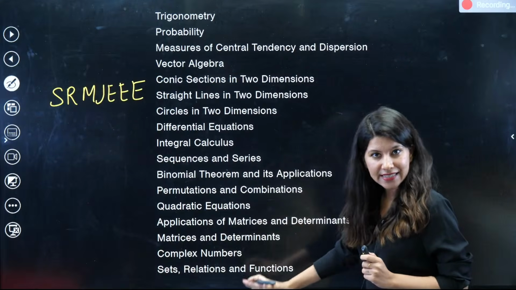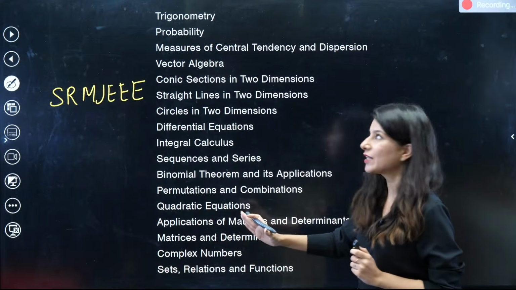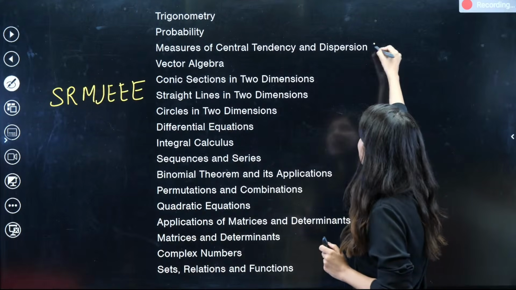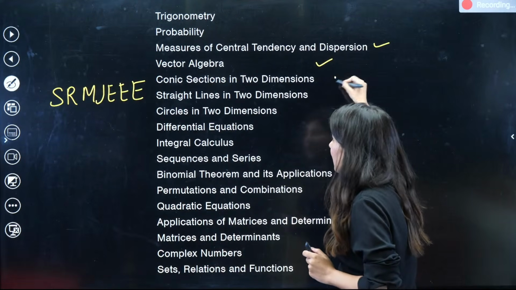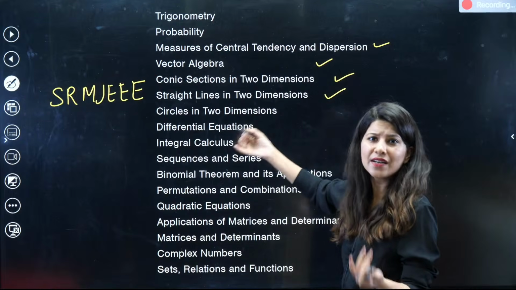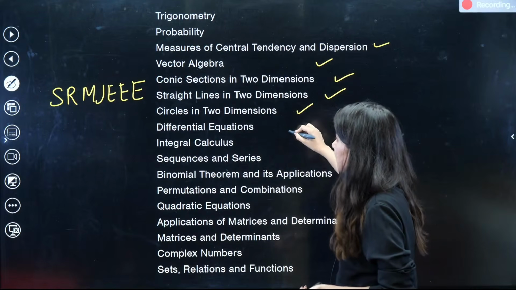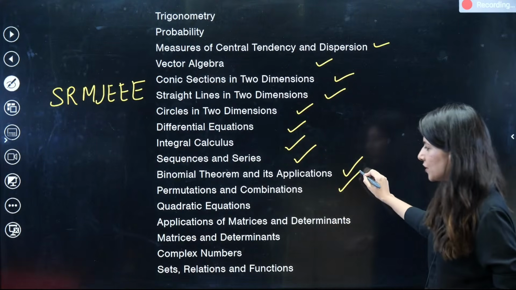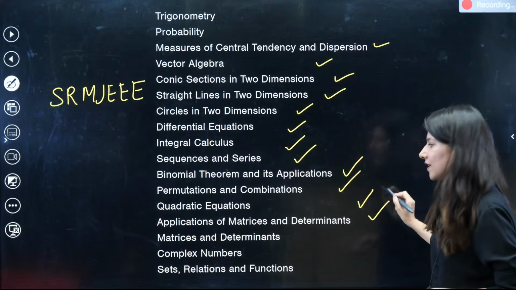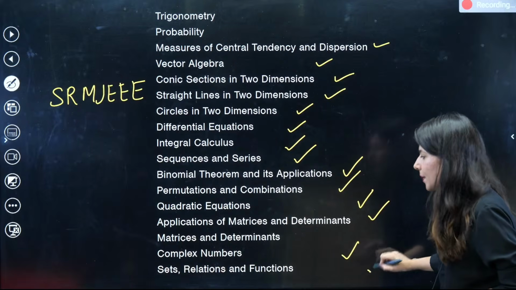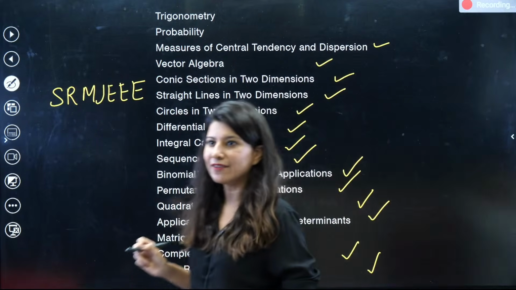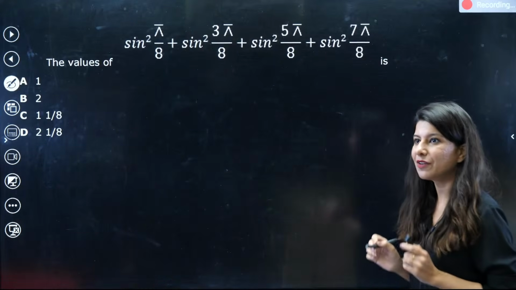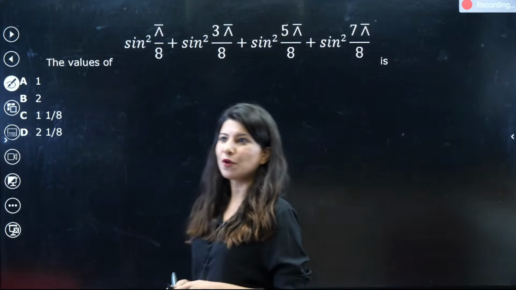You can clearly see the syllabus of your SRMJEE examination. We have trigonometry, probability, statistics, vector, conic section, straight lines, similar to your JEE Main, circles, differential equation, integral calculus, sequence and series, binomial, permutation and combination, quadratic, matrices and determinants, complex numbers, and sets, relations and functions. Let us begin with the very first question, which is from trigonometry.